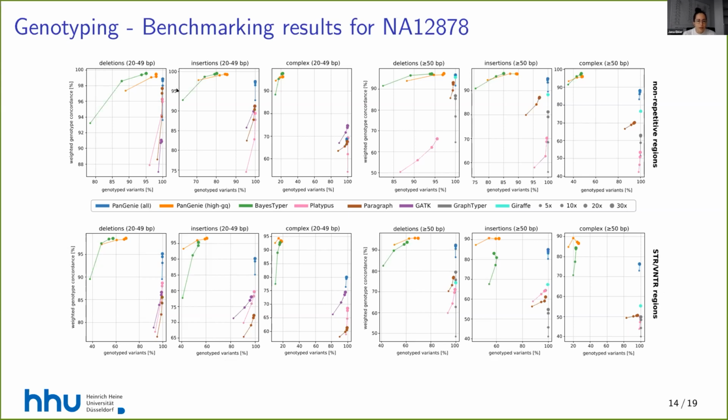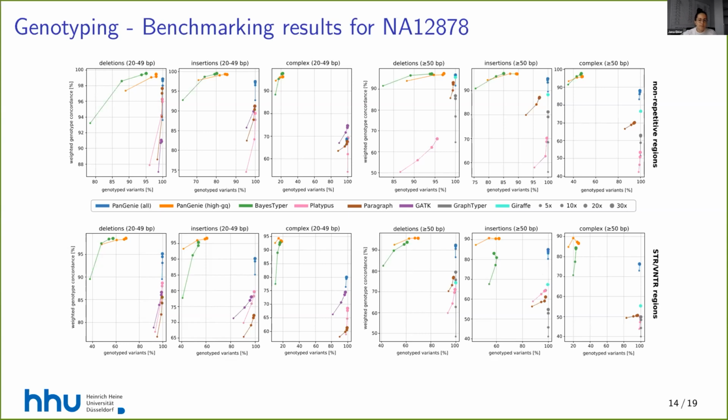Now, if we compare the genotype concordances, we can see in the non-repetitive regions that, especially for deletions, all the tools give quite good genotype concordances. So here the differences are not that big. But now, especially for insertions and also for complex variants, we see bigger differences, especially here for the SVs that are longer than 50 base pairs. We can see that the genotype concordances of PanGenie are better compared to the other ones. And this is also especially the case in these repetitive regions that are even harder to genotype. Here we can see the biggest differences in terms of performance. So this shows that the method seems to work quite well.